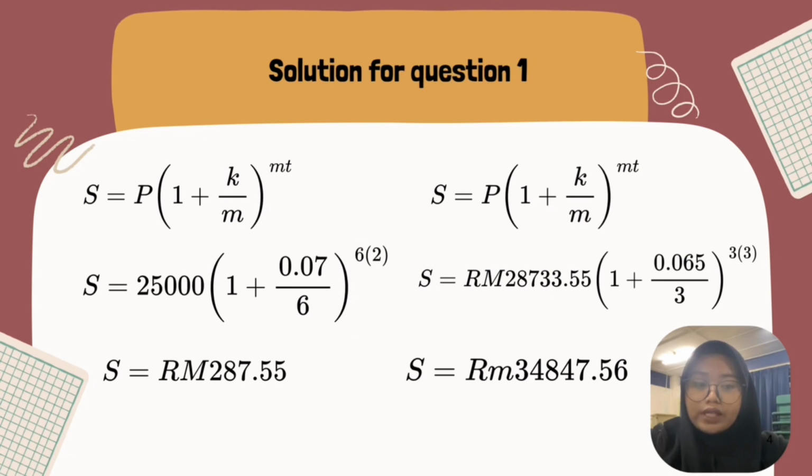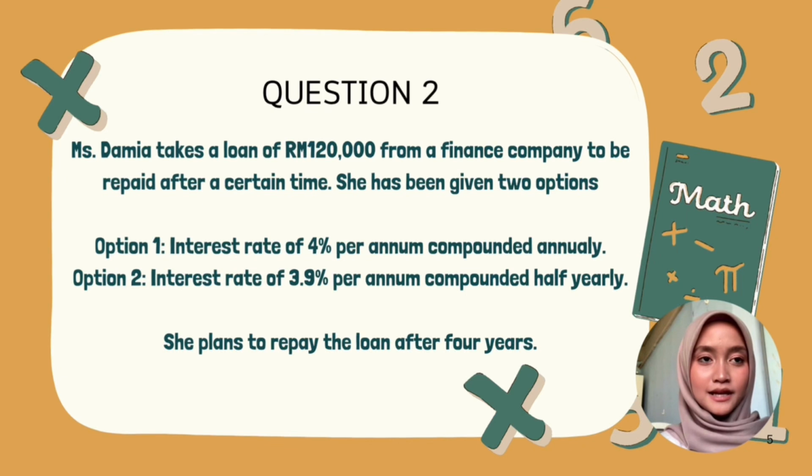Solution for question 1 is first we need to find S. The formula is S equal P (1 plus K per M) power of MT. After that, we substitute the relevant number into the formula and we get S equal 287 ringgit 55 cents. Then we use the same formula to get the next answer, S equal 34,847 ringgit 56 cents.